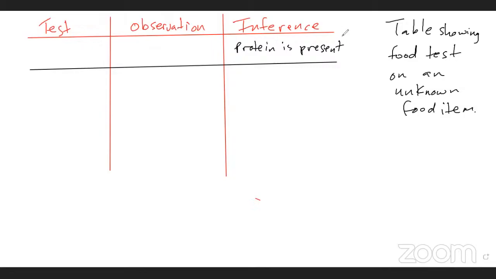Okay, so if we're testing a food item for the different nutrients, my inference is that protein is present. What would have been my observation? The food item turned purple, or lilac. Here we can say violet too. So typically we use purple or violet. Color is seen.